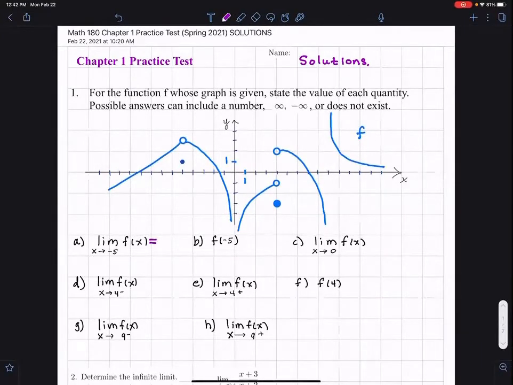Let's look at these first problems, A and B. These are on the Canvas page, and you can print those out or go along while you do this. What do you think of -5 here? -5, I think, should be this point here. What do you think the limit is then?